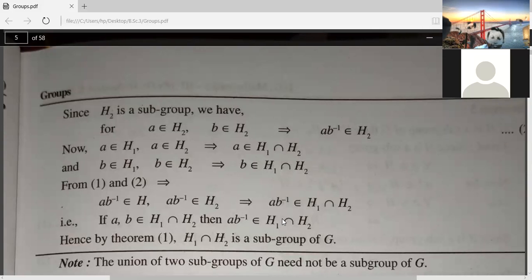Now what we can say is that H1 intersection H2 itself is a subgroup, because of the property that a, b belongs to H1 intersection H2 means a b inverse also belongs to H1 intersection H2.